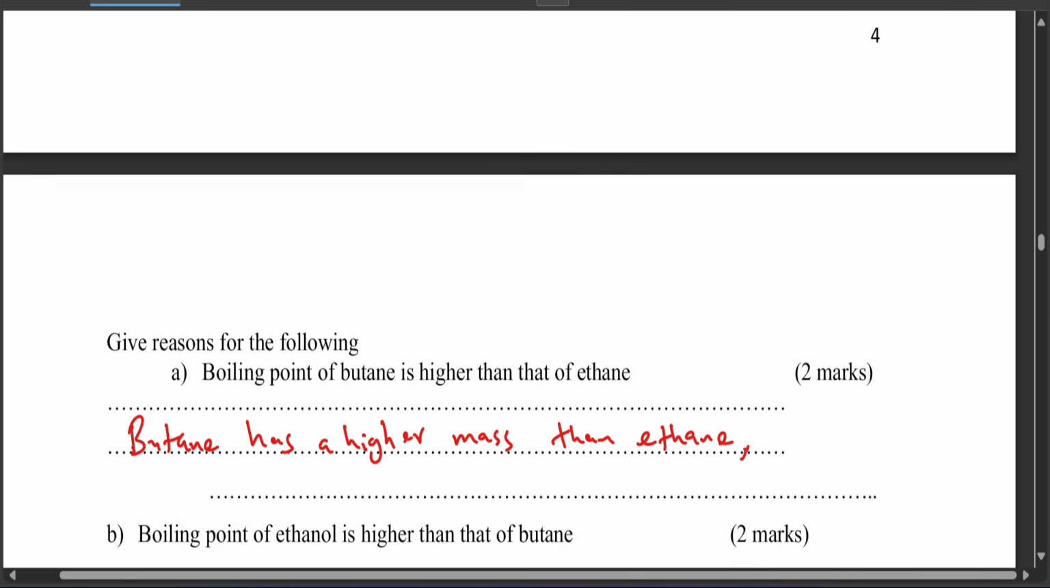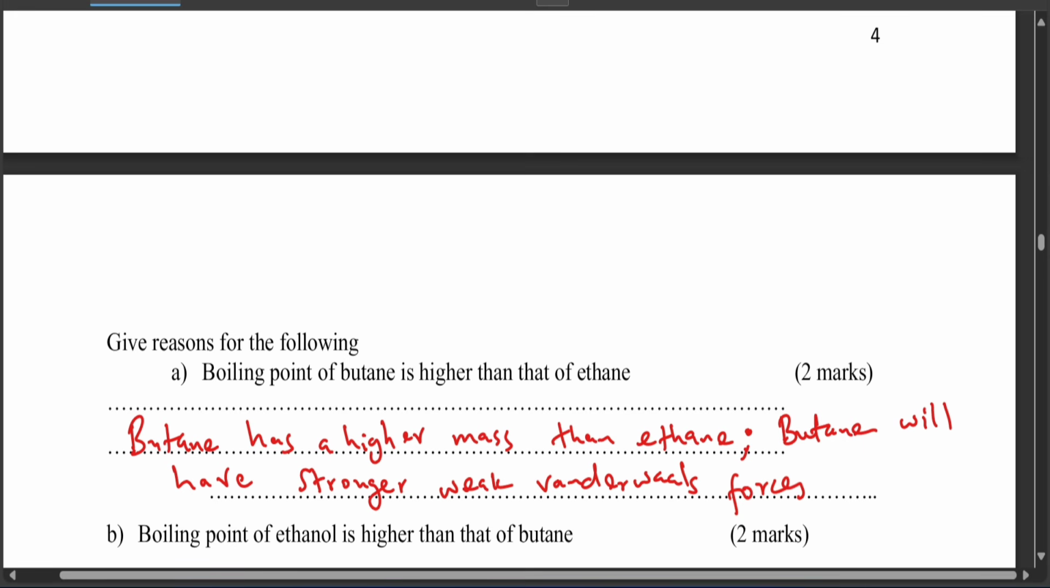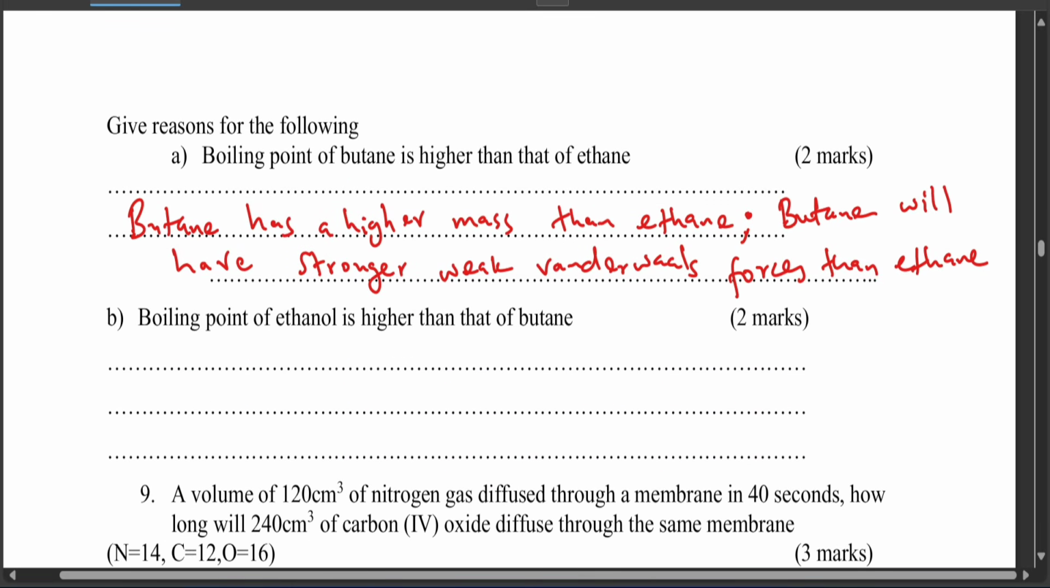So what does this mean? It means that butane will therefore have stronger weak van der Waals forces than ethane, and that's why it's very hard to break butane compared to ethane. Okay, hopefully that is understandable. So if you find some substance having stronger weak van der Waals forces than the other, it means that you need a lot of heat energy to break those bonds.